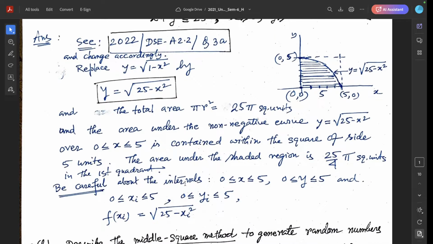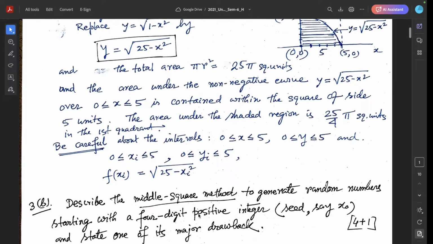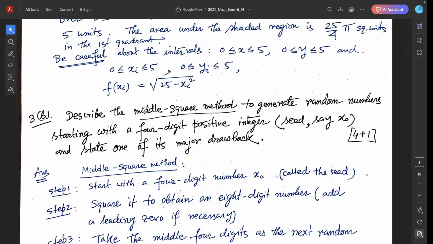Be careful about the intervals. In the question paper 2022 there is 0 ≤ x ≤ 1, and here you must use 0 ≤ x ≤ 5 and 0 ≤ y ≤ 5, and f(xᵢ) = √(25 − xᵢ²).